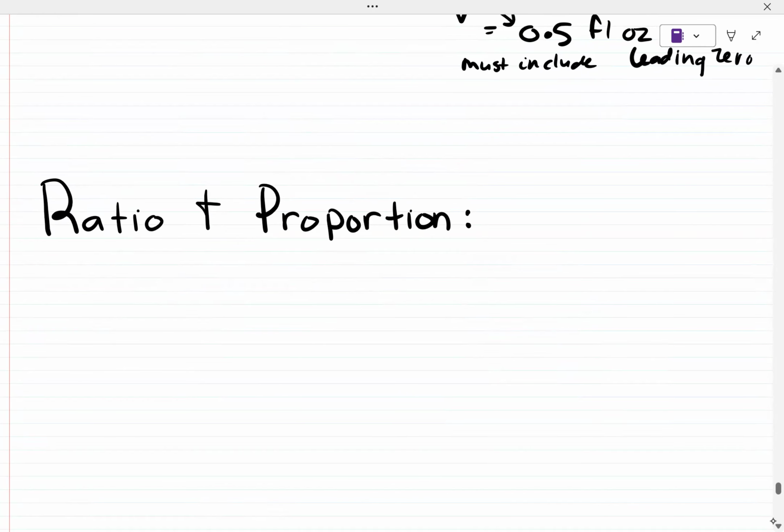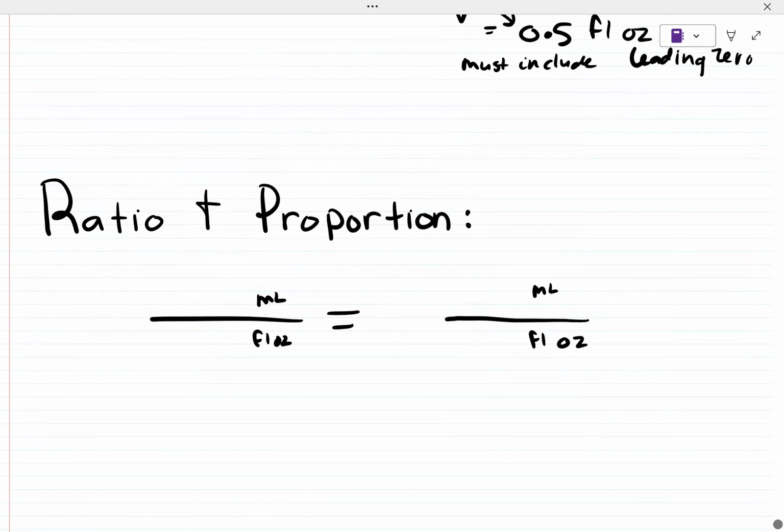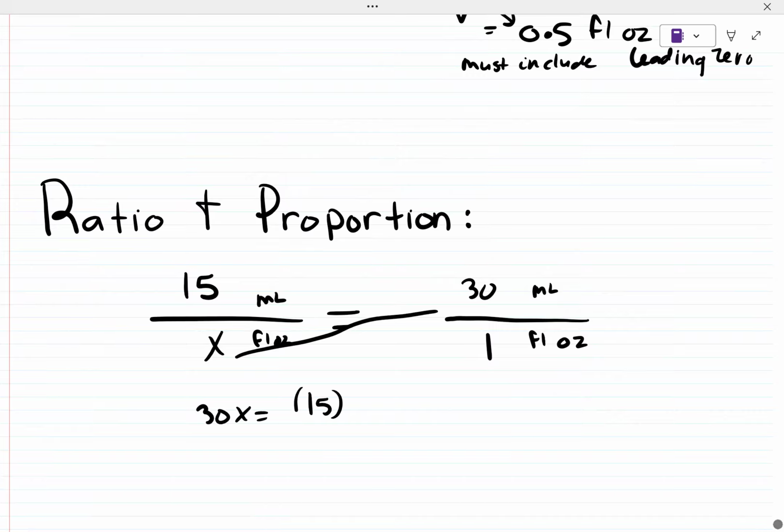Okay, ratio and proportion. So fraction, milliliters on the top and fluid ounce on the bottom. We were given 15 milliliters. Fluid ounces are unknown. For 1 fluid ounce, there's 30 milliliters. Cross multiply, so that's 30x equals 15 times 1. So that's 30x equals 15. And when we divide this by 30, you get 0.5.